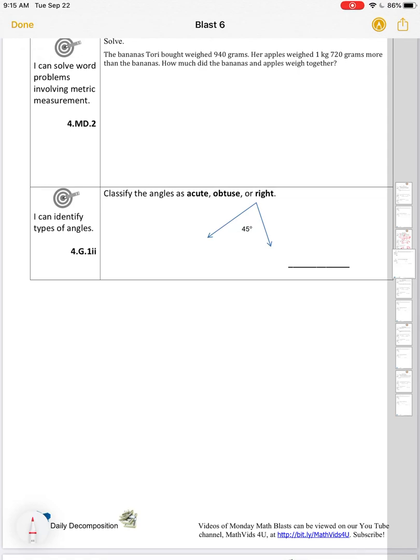I can solve word problems involving metric measurement. The bananas Tori bought weighed 940 grams. Her apples weighed 1 kilogram, 720 grams more than the bananas. How much did the bananas and apples weigh together? I'm going to model this using a tape diagram here.